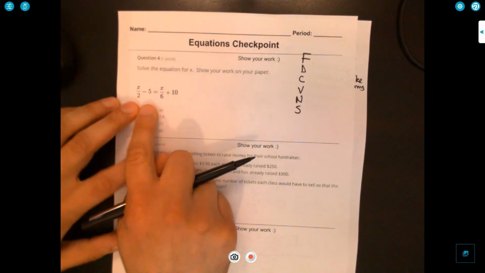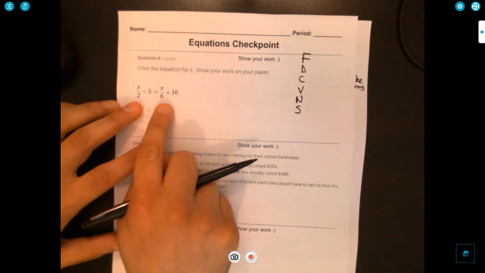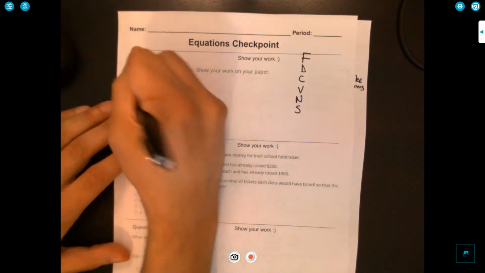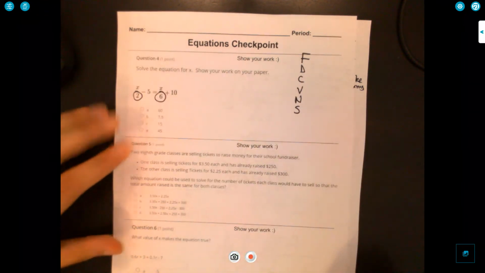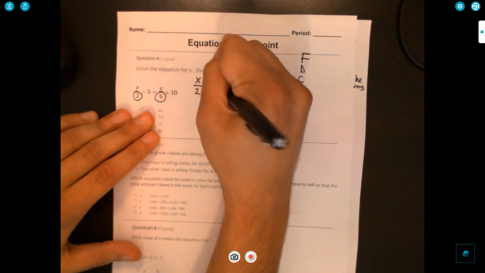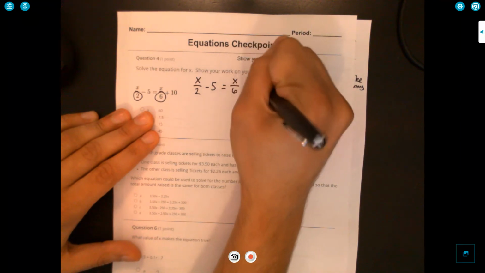We have to find the lowest common multiple of the denominators, which is called the lowest common denominator. All right, so lowest common multiple. So I'm going to circle our denominators. We have a 2 and a 6. First, I'm going to rewrite my equation. So x over 2 minus 5 is equal to x divided by 6 plus 10.